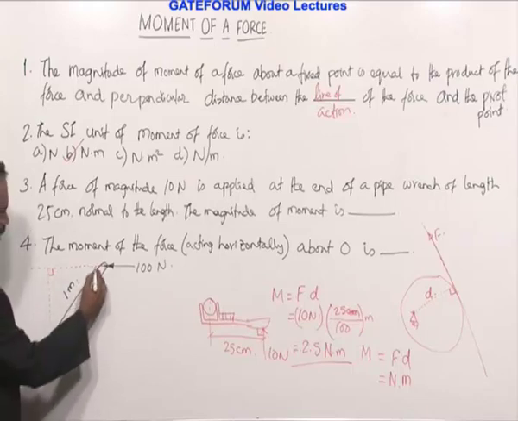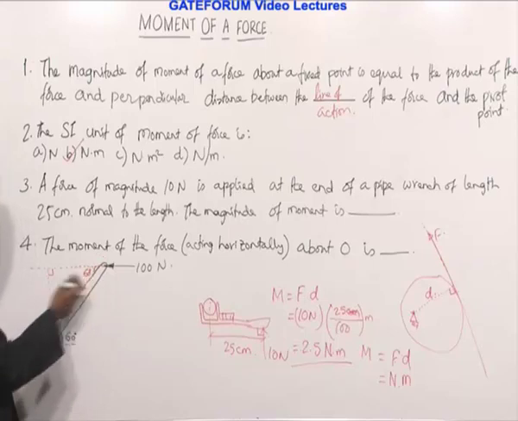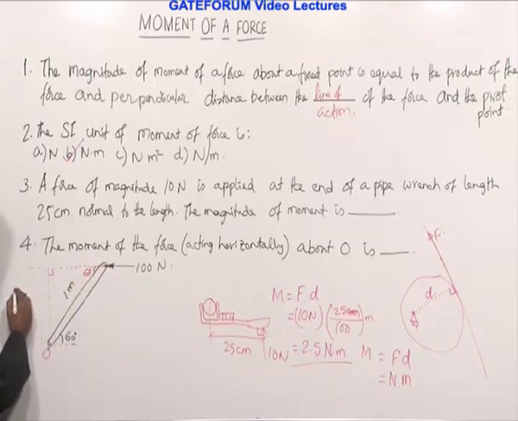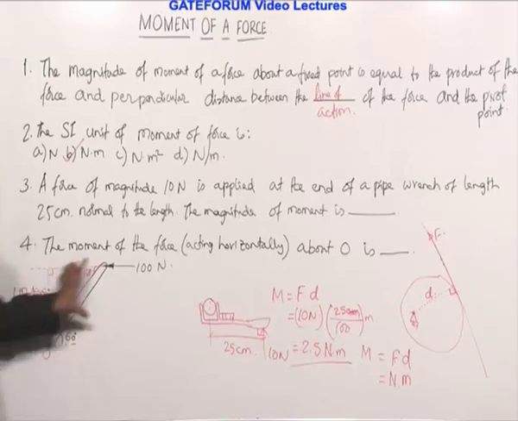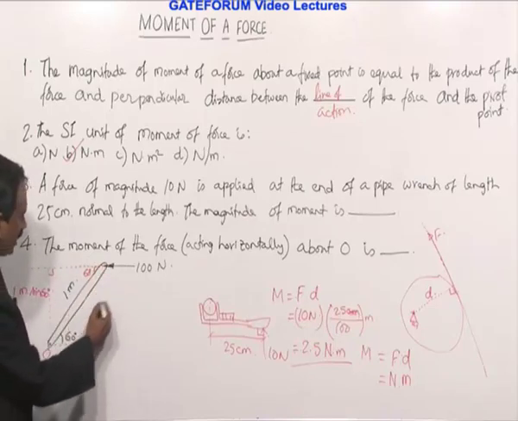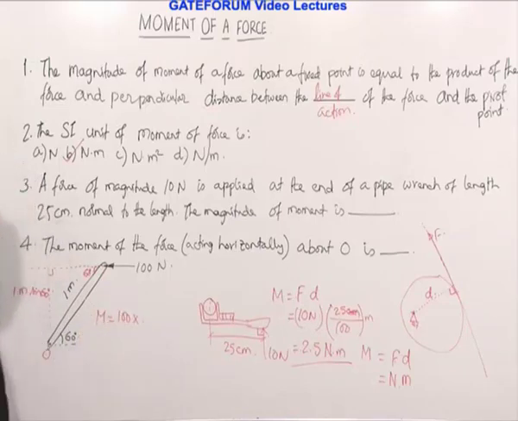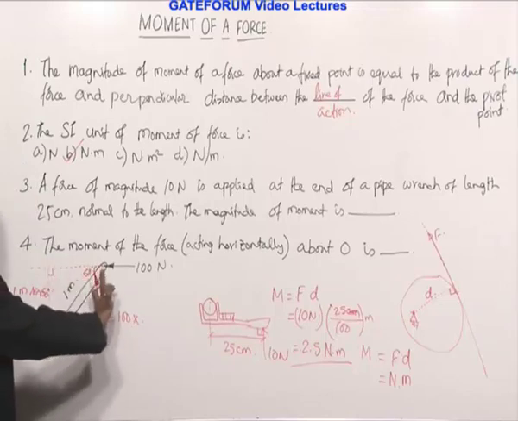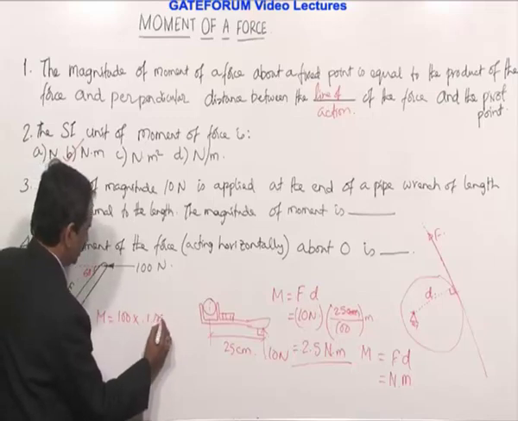If this is 60 degrees, this is also 60 degrees, and this hypotenuse is 1 meter. Opposite side is what? Sine. So, 1 meter sine 60 degrees. So this perpendicular distance is 1 sine 60. As a result, the magnitude of the moment is 100 times this perpendicular distance, 1 sine 60.